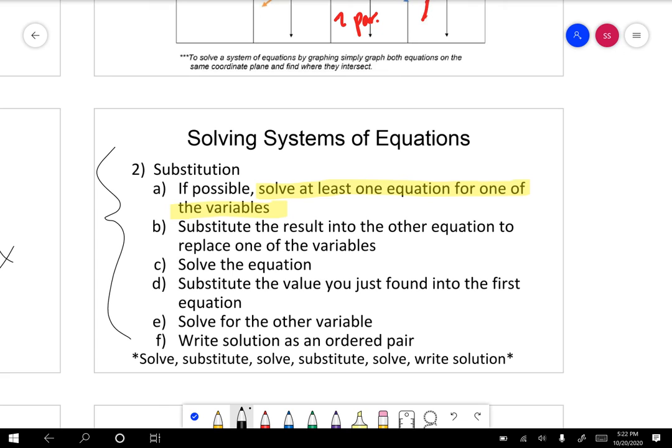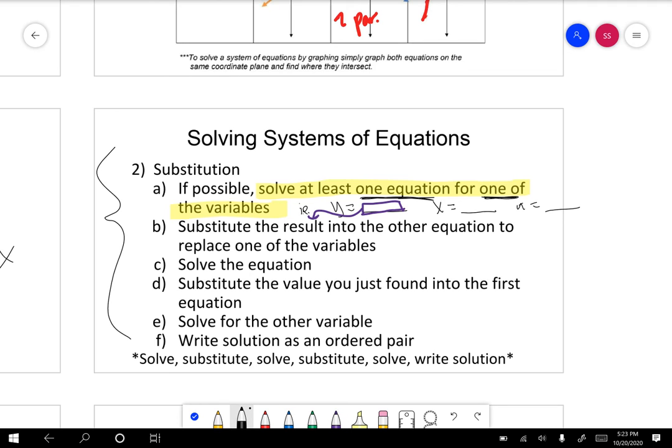So in other words, you're going to want something that looks like this. Y equals something, or X equals something, or A equals something. And just one of the equations is fine, okay? One of the variables in one of the equations. The next thing we would do once we've done that is substitute that result into the other equation to replace that variable.